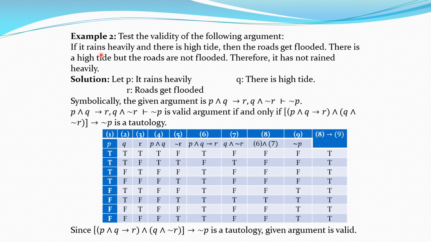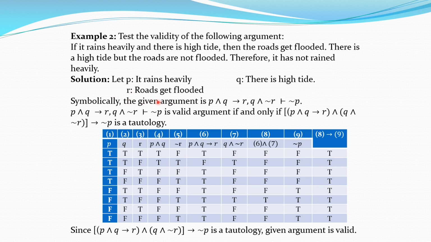Now, what are the different statements used here? It rains heavily. There is high tide. The roads get flooded. Now, if you define some variable for roads get flooded, then you can write its negation easily. So, don't take a separate variable for that. So, there are three different statements. We assume P as it rains heavily, Q as there is high tide, R as the roads are flooded.